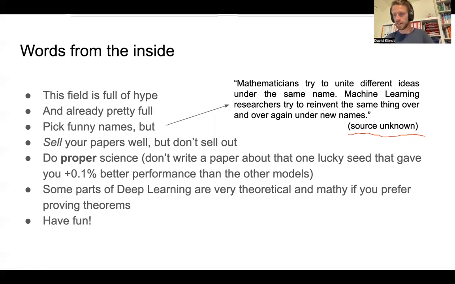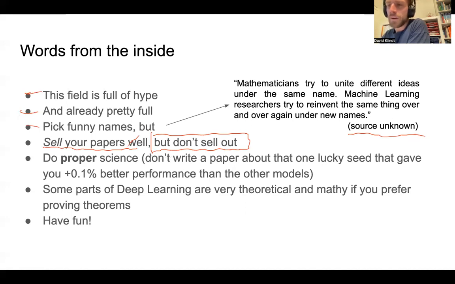Okay, this being said, the field is full of hype. It's already pretty full. At least the big tech companies are starting to saturate, and it's definitely becoming more difficult to join them as machine learning researchers. Some miscellaneous pieces of advice: if you write a paper and develop a new method, pick a funny name. People do that all the time. Sell your paper well. People are really blowing up their papers, and I should say at this point, but don't sell out, don't oversell. Do proper science.